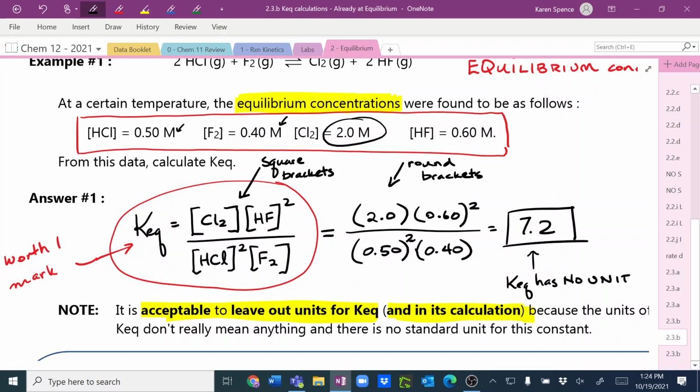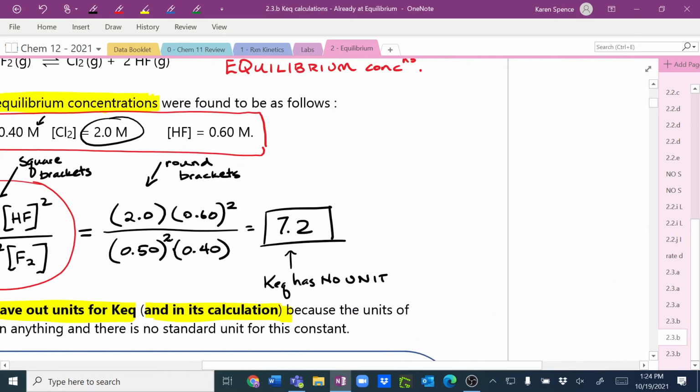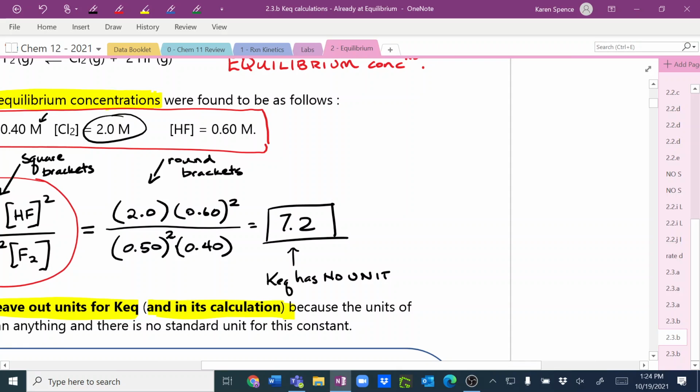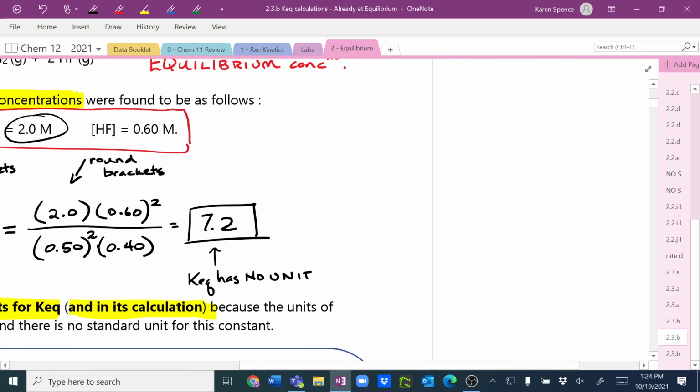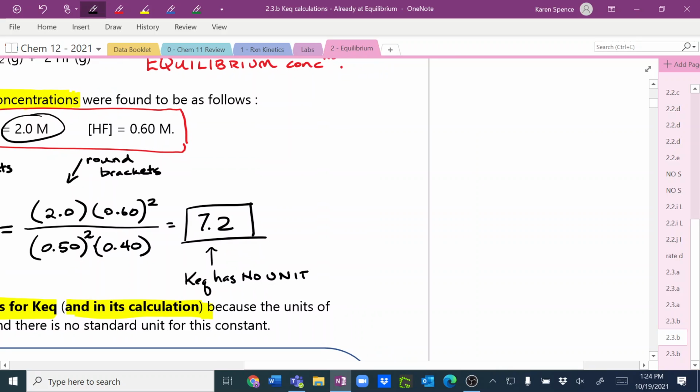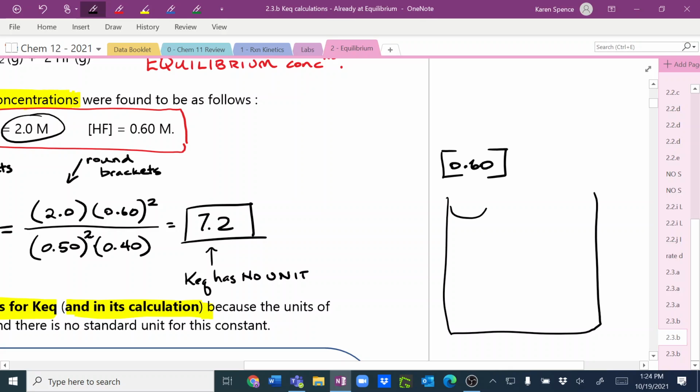Now, why did I say we need to put round brackets around the numbers? Well, I'm going to just do this off the side of the page, because I don't really leave room for it. If I say 0.60, what that means is, what is the concentration of 0.6s? 0.60. Yes? How many 0.60s are dissolved in 1 liter?